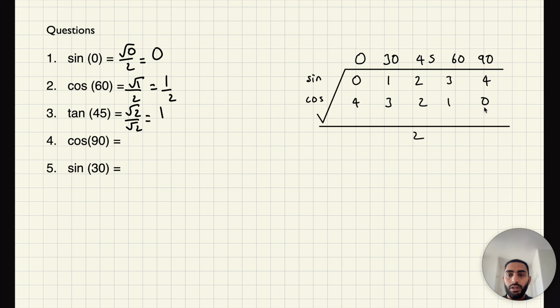Cos of 90 is root 0 over 2, simplifies to 0. And sine of 30, root 1 over 2. Root 1 is 1, so it's 1/2. The ones that normally come up in a test are cos of 60 and sine of 30. So if you're totally unsure, I would just use a half. But try and remember this table and it'll help you get a couple of extra marks in your exam.